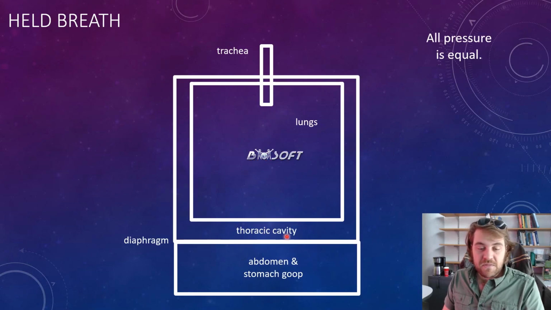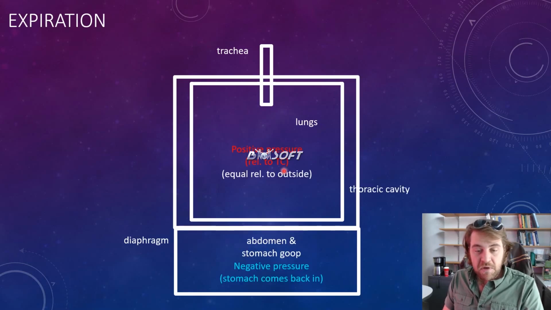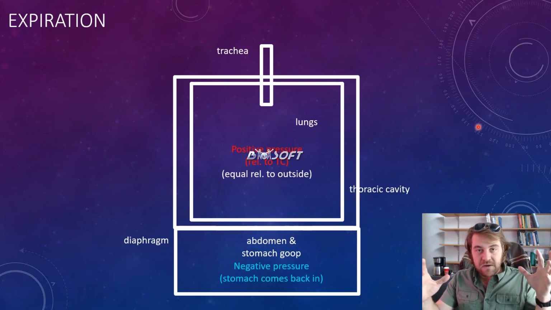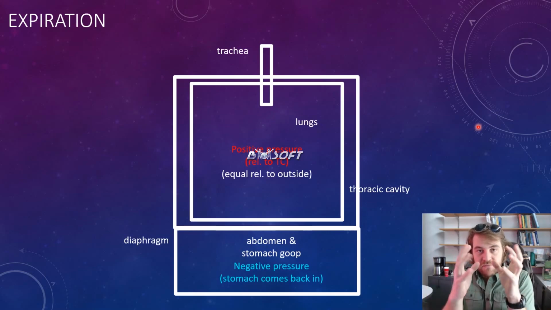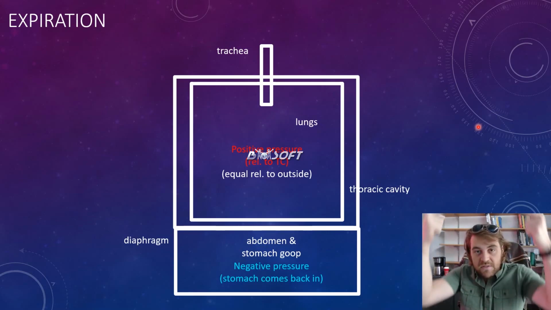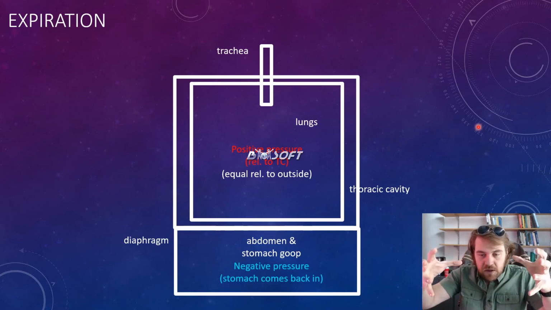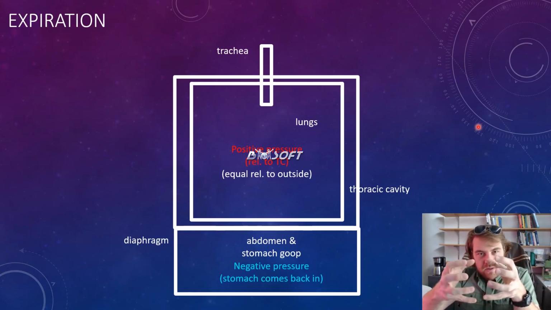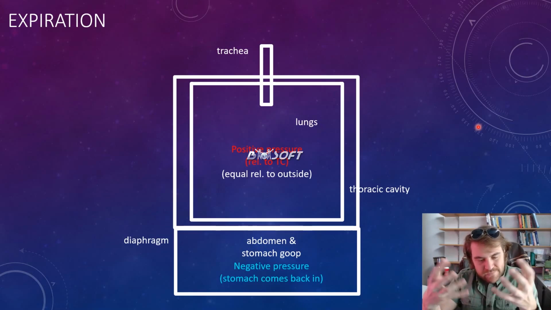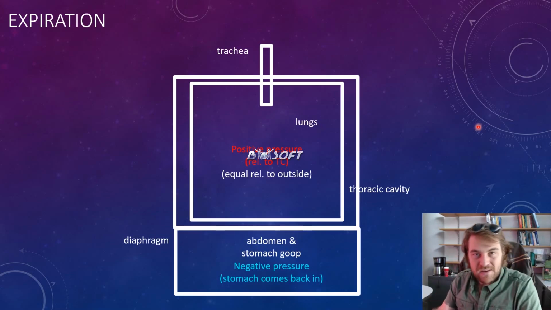You can see that the thoracic cavity is getting much smaller. So all of the air molecules that are in your thoracic cavity are now pushing on the outside surface of the lung. It's kind of like if you've got a balloon and you're just gripping it really tight. You're pushing on it, right? So it's equal pressure relative to the outside, but there's positive pressure.